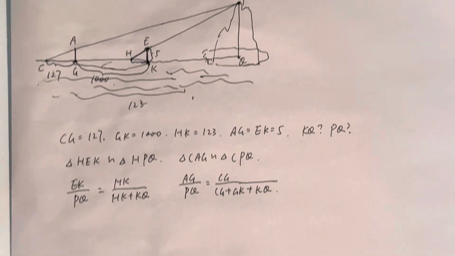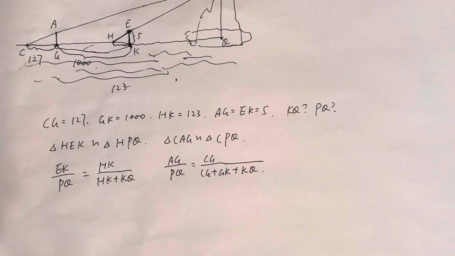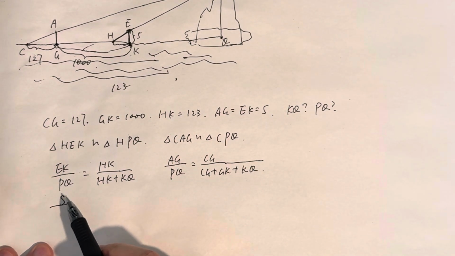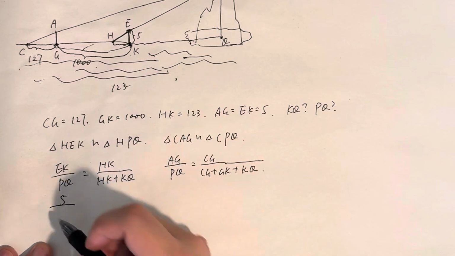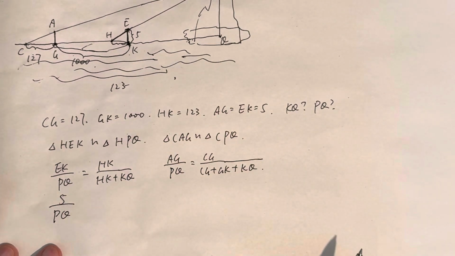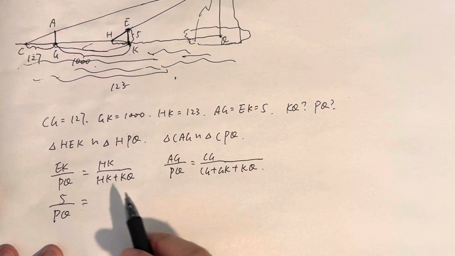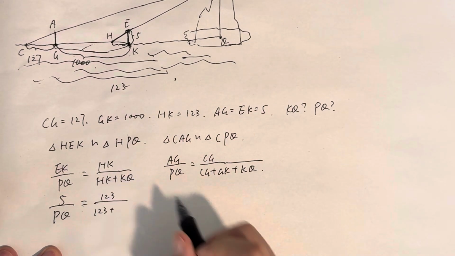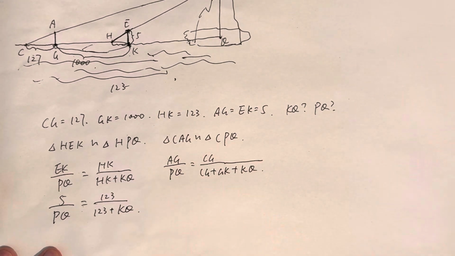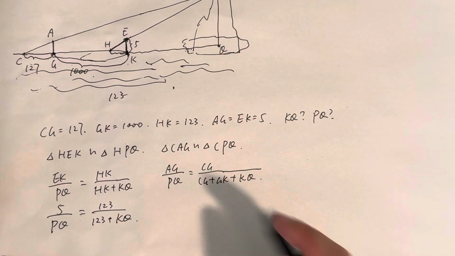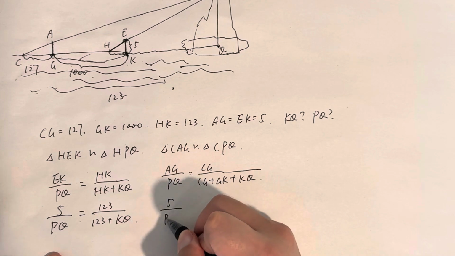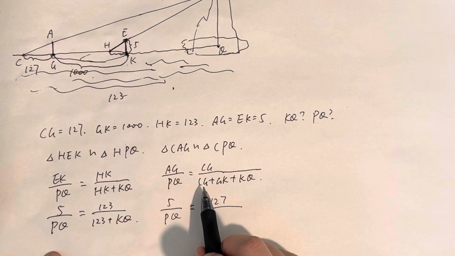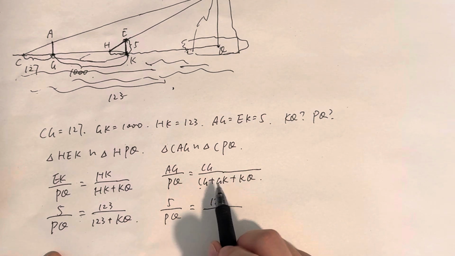Right. So we just put the numbers in it. What is EK? EK is 5. And what is PQ? PQ is a variable we're looking for, right? And what is HK? HK is 123. So 123 plus KQ. KQ is a variable we're looking for. And what is AG? That's 5 to PQ equals 5 to CG, which is 127, to CG plus GK. GK is 1,000.